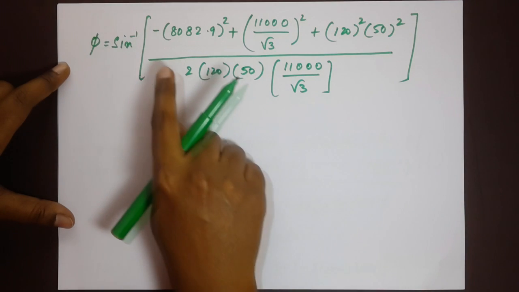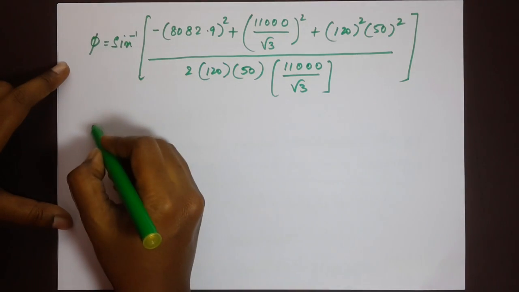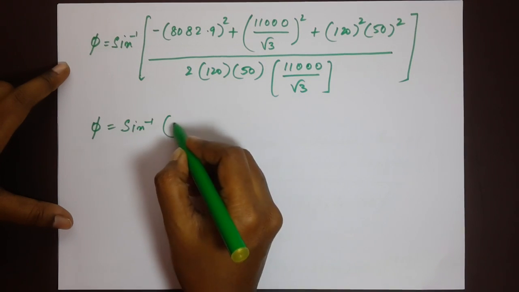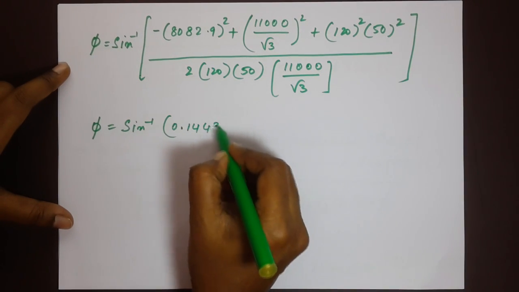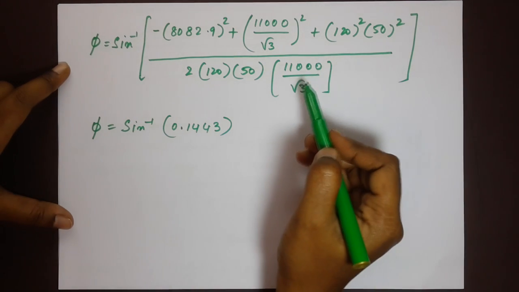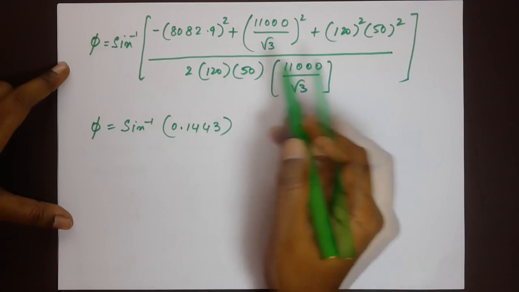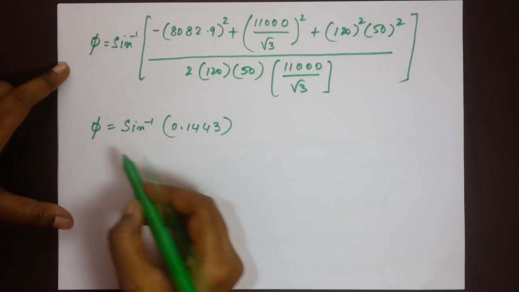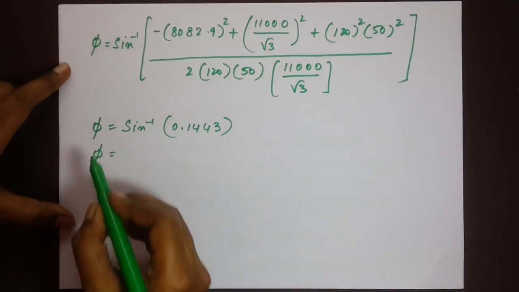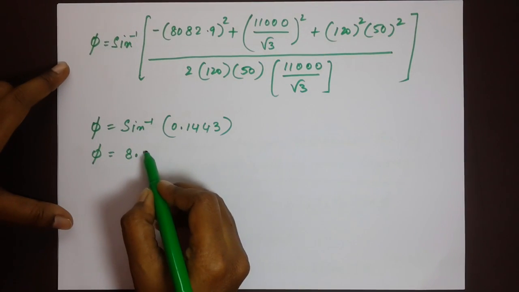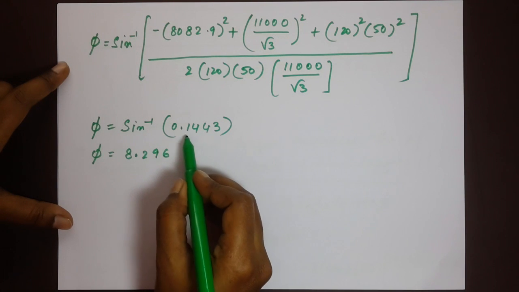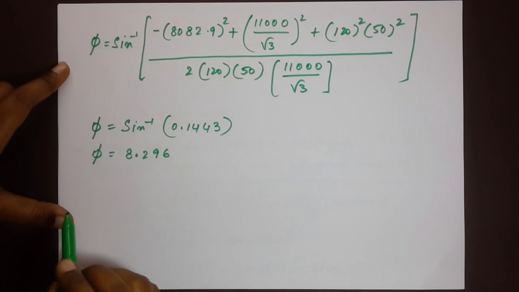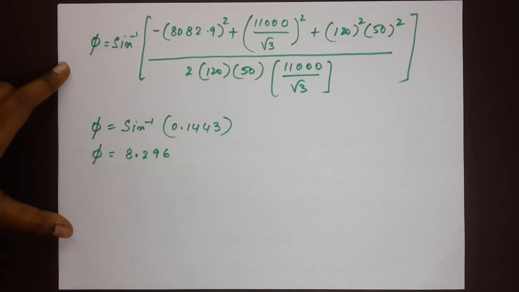Now when you solve this entire portion, you should get a value of sine inverse 0.1443. So you can pause the video, and if you want to solve it, and then check if your value is 0.1443. So the next part is phi being 8.296, that is sine inverse of 0.1443 is 8.296. Now this is phi. Alright, so we'll keep this aside.